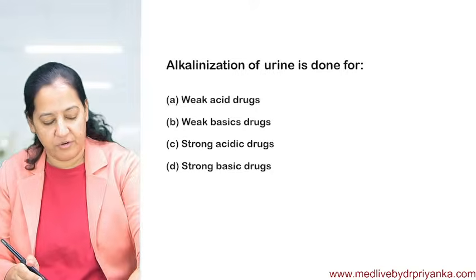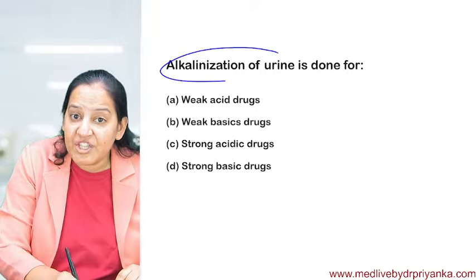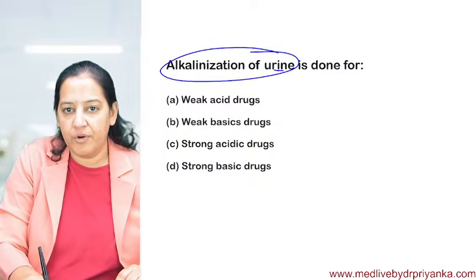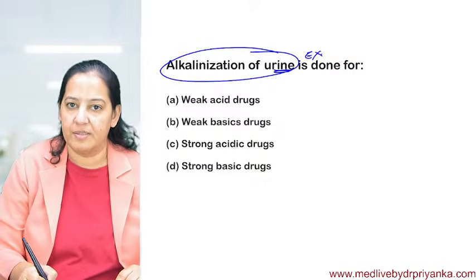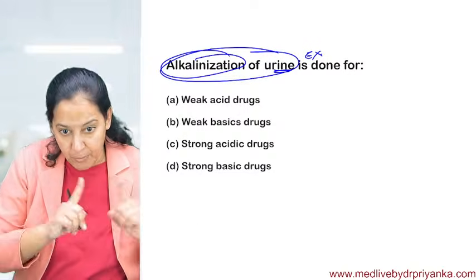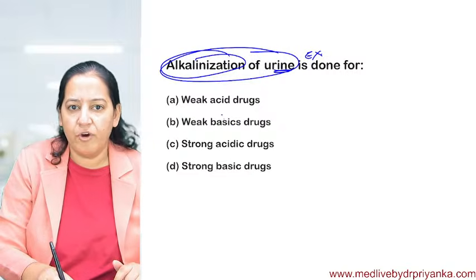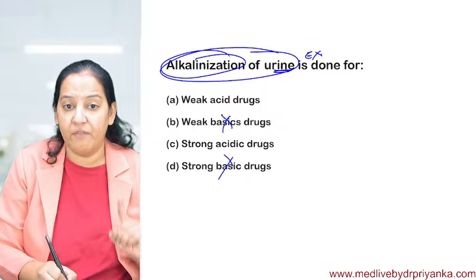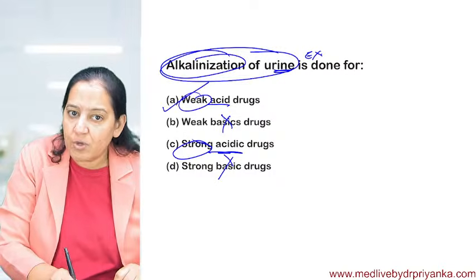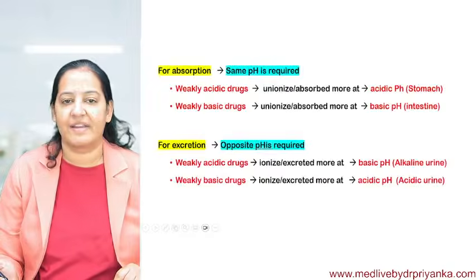The next question is in front of you. Please read it. Alkalinization of urine is done for which drug? We want to excrete which drug? In urine we do excretion, not absorption. If you want to excrete a drug, you alkalinize the urine, the opposite medium for an acidic drug, not for a basic one. We want to excrete the acidic drug. Is it a strong acid or weak? It's always weak. Strong acids are not pH dependent. So again, the correct answer is A.